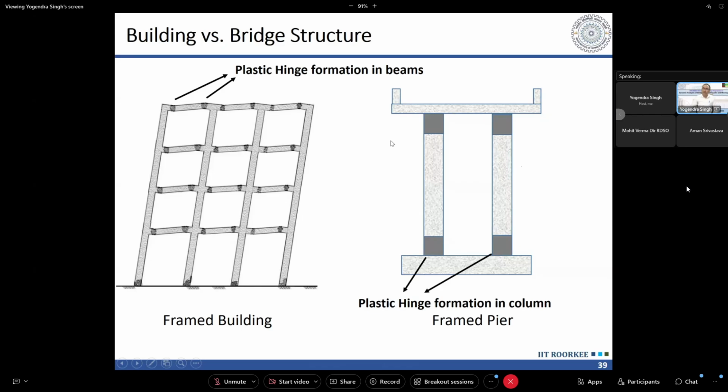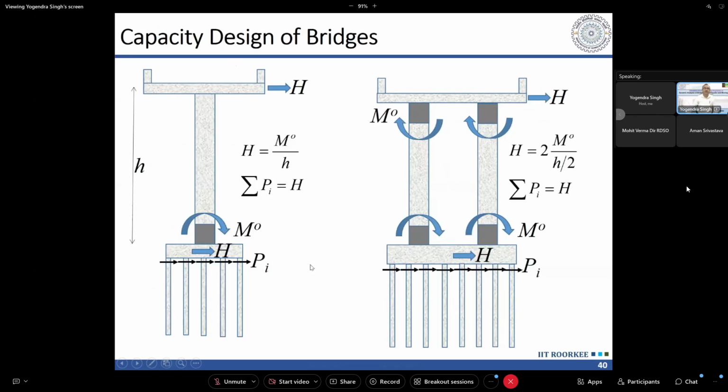So what we have to understand is that the piers are the ductile members. That's why all other members, whether it is bearing, foundation, or superstructure, have to be stronger than the piers. So first we have to fix the size and reinforcement of the piers after our analysis, and then we should ensure that all other components are stronger than that.